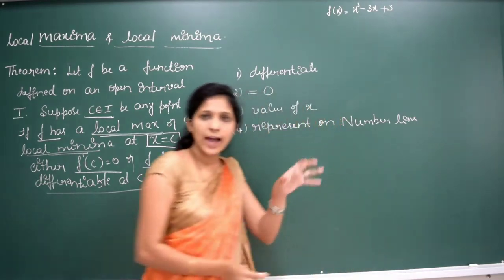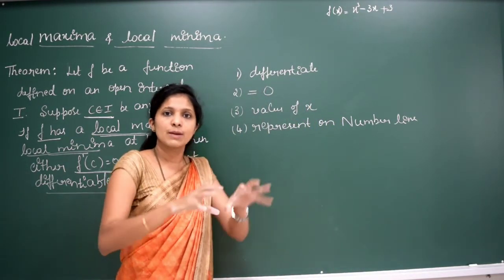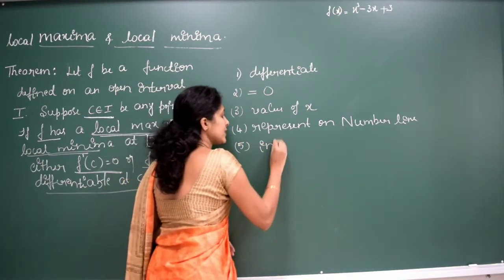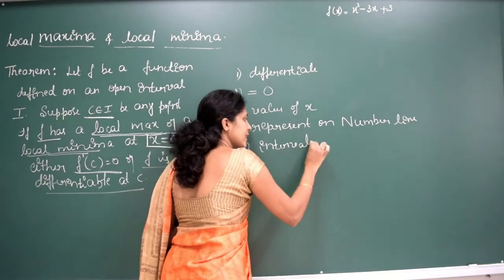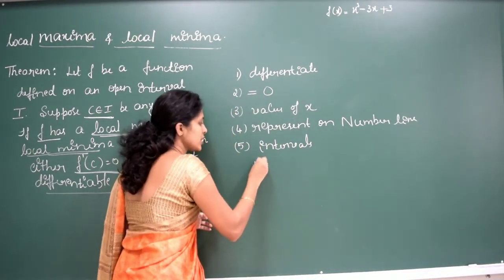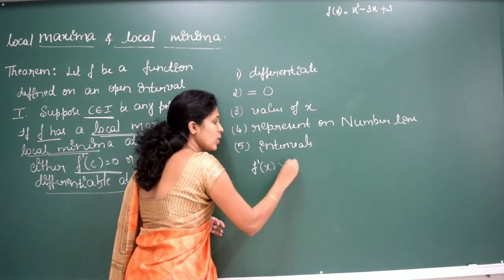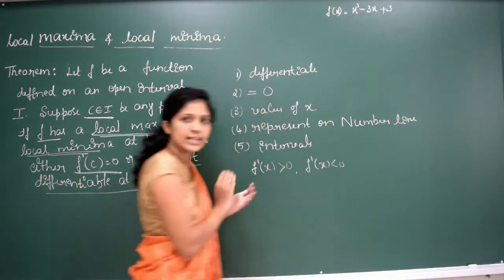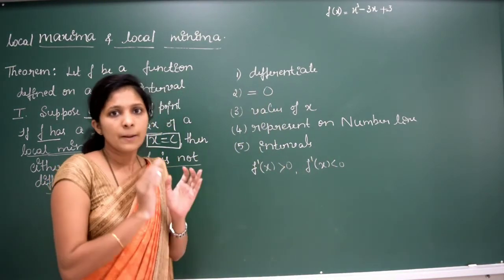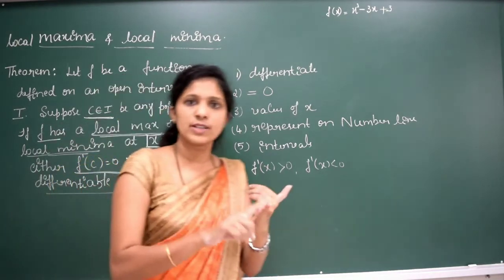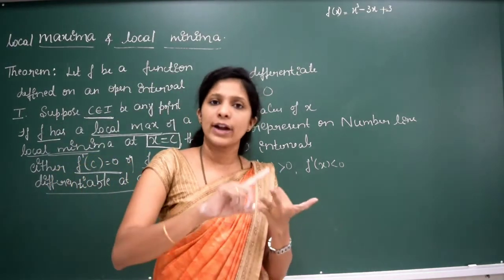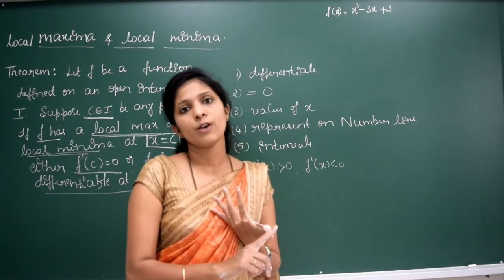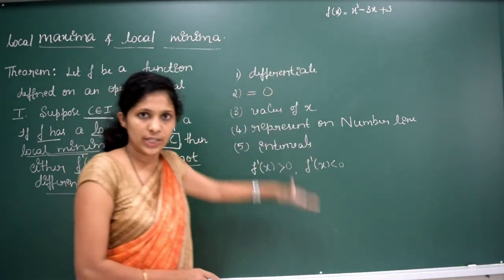Those values divide the interval into some disjoint intervals, right? Then you have to write the intervals and check where the function f dash of x is greater than 0, where it is positive, and where it is negative. By using this, we can say what the maximum value and the minimum value are. First differentiate, equate to 0, find the values of x, represent on a number line, then check the sign of f dash of x. We will solve one problem so that you can understand it better.